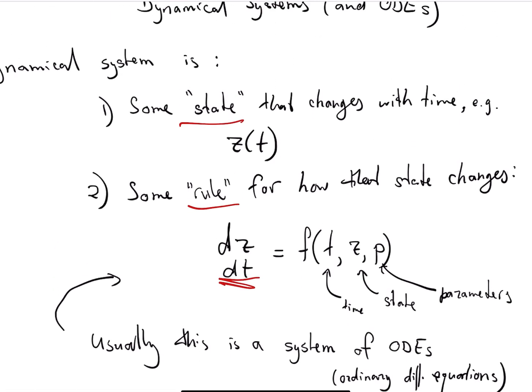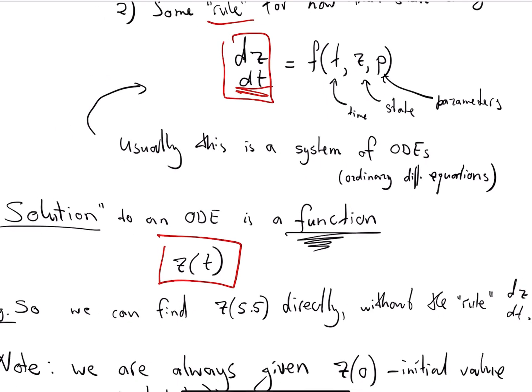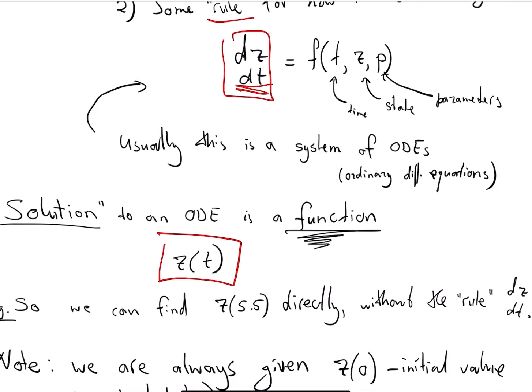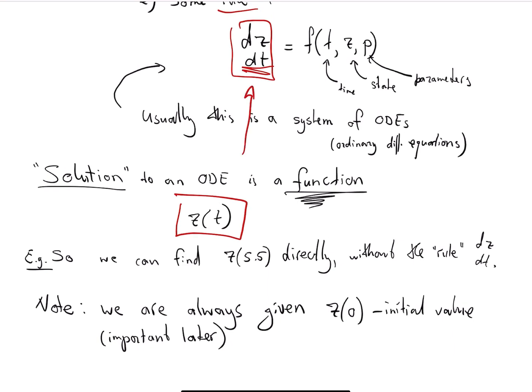So when we have such a dynamical system, the solution of it is said to be a function. If you think about it, the dynamical system is described by a bunch of derivatives. Well, if we integrate it, in a sense, we get a function z. And this z is a solution to this dynamical system. So to solve an ODE is to find a function, the derivative of which will yield us that ODE. For example, if we solve this system and we get z, we can now find what z is at some particular point in time, for example, z at 5.5. So we no longer need the rule for how the system changes. We can just query the system directly at some point in time. Another note here is that we are given the initial value of the system at some initial time 0, and why we need this will be evident later.